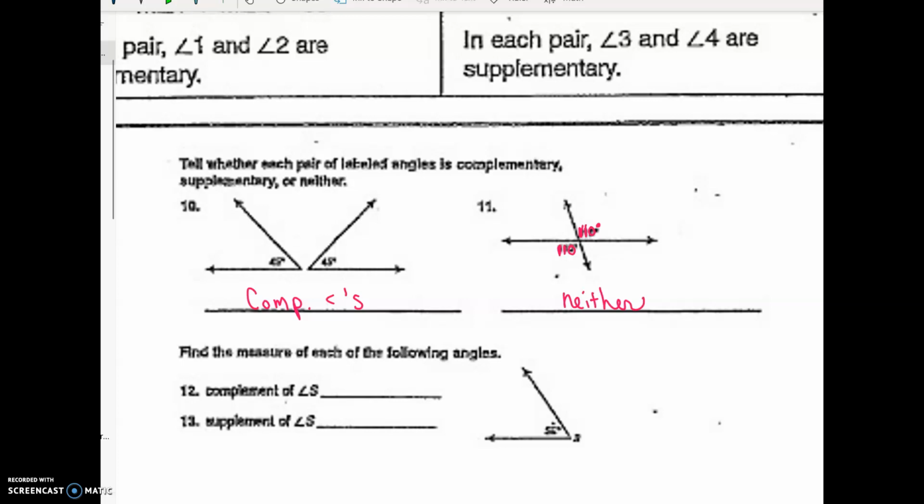And then if we look here at 12 and 13, find the measure of each of the following angles. The first one is asking us to find the complement of angle S. That is labeled an S right here. And the degrees, it's kind of hard to read, but it should be 56 degrees there. So if we're going to have a complement, that means they have to add up to 90. So we would just take 90 minus the 56, and that would give us 34. So the complement of angle S would be 34 degrees to add up to 90. And then, of course, the supplement would be subtracting it from 180. And that would give us 124.